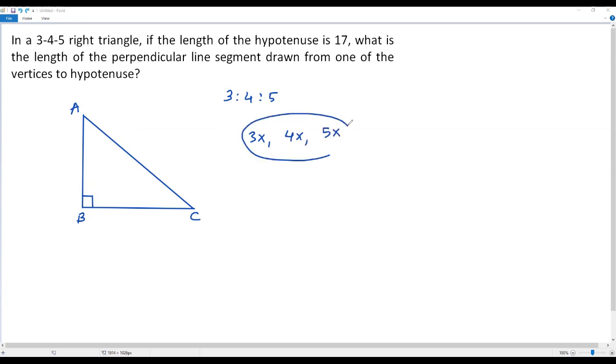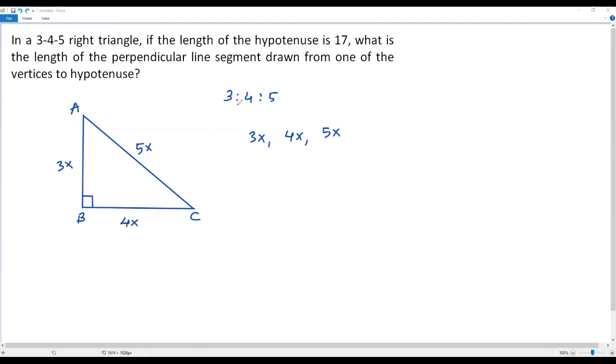Usually in these three lengths, 5x is the greatest of all. So it has to be the length of the hypotenuse, because we know that in any right triangle, the hypotenuse is the longest side. So this 5x is the length of the hypotenuse. Let me write it over here. And 3x is the length of one of the two remaining legs. Let me take the length of this side AB as 3x, and the length of this BC as 4x.